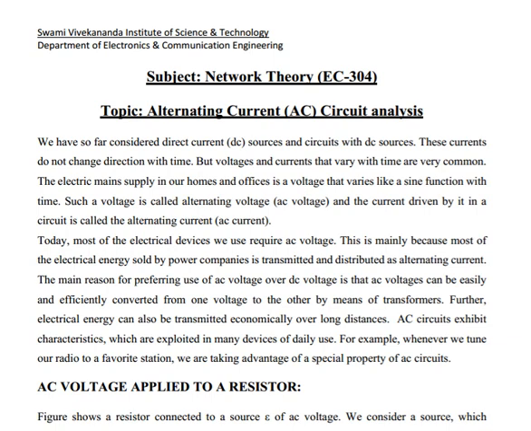Today most of the electrical devices we use require AC voltages. This is mainly because the electrical energy sold by the power companies is transmitted and distributed as alternating current. And why is this so? Because transmission of current in alternating form is very economical over long distances. AC circuits also exhibit characteristics which are exploited in many devices of daily use.